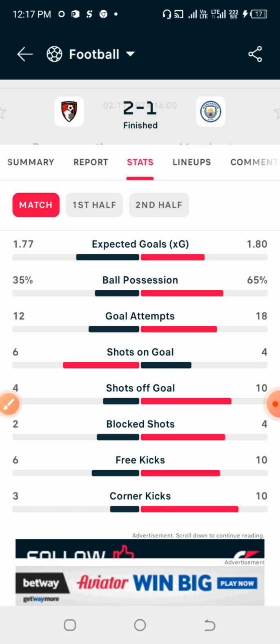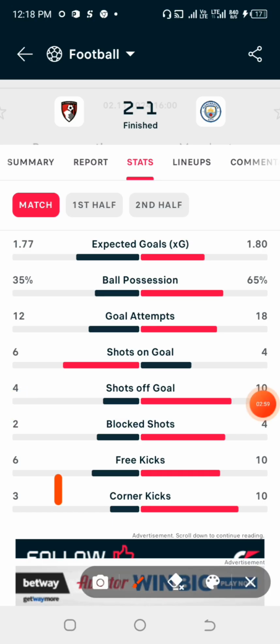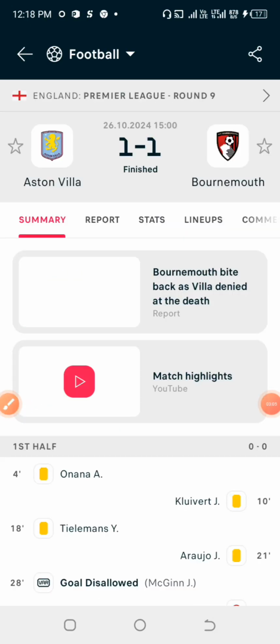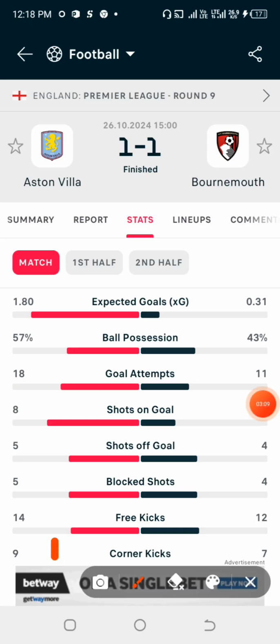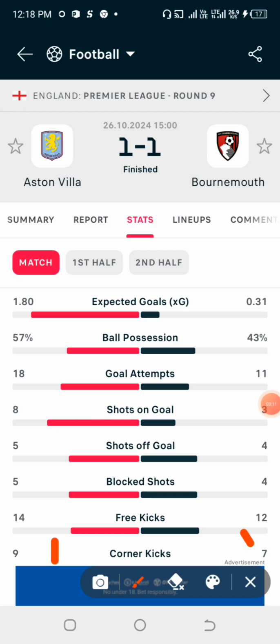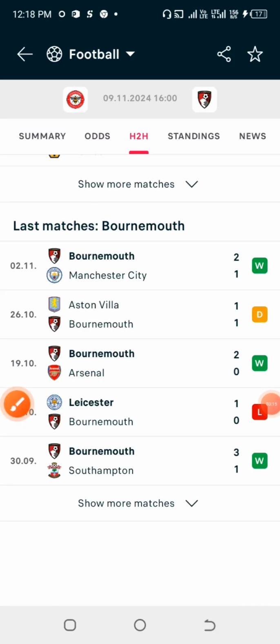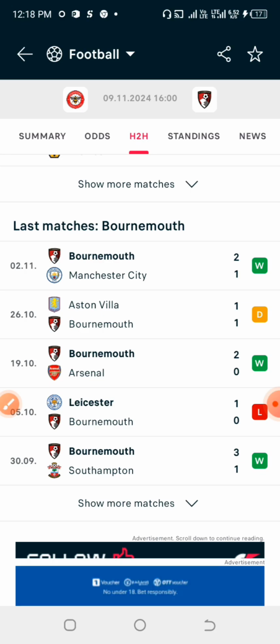So the match between Bournemouth and Manchester City, we have a total number of corners here, which happens to be 13. Looking at the last one again, because we are checking the last two games, they had 16 corners here. So for the away team, Bournemouth, the total corners they had in their last two games against other opponents is 29.